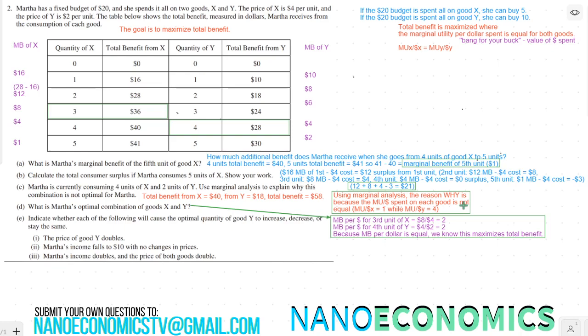And with D, the optimal combination is where marginal benefit per dollar is equal, and we find that at the third unit of good X and the fourth unit of good Y. We spend $12 total on 3 units of good X, spend $8 total on 4 units of good Y, but the additional benefit of the last dollar spent on both goods is bringing us the same value.